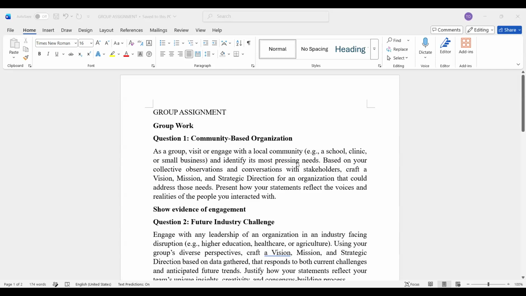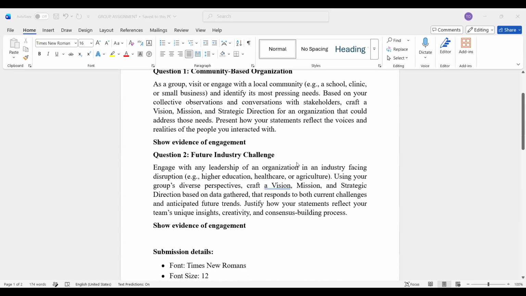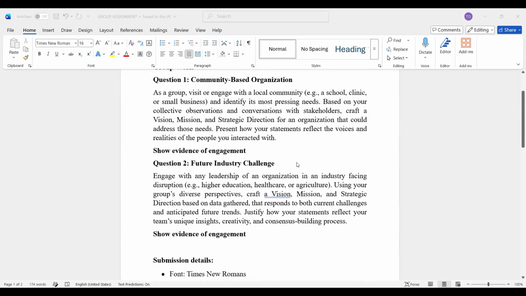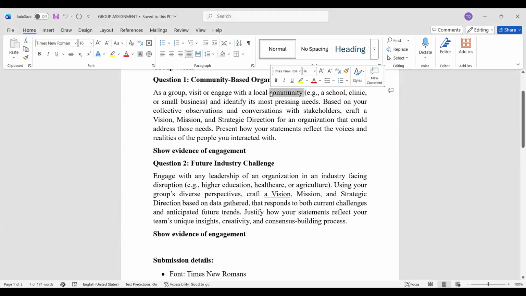Now, my main thing is you can put this in AI and AI will answer for you. However, I want evidence of your engagement with the people. I don't want to restrict you on how you will provide the evidence, but I want evidence of it.